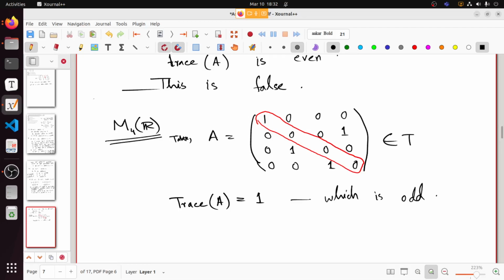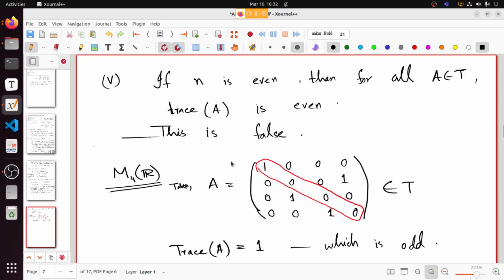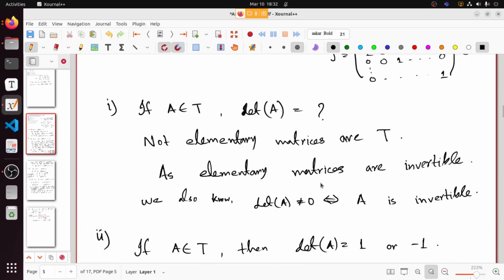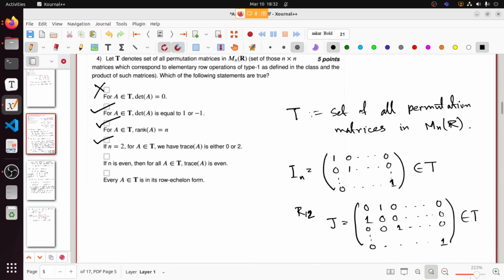So if n is even and A belongs to T, the trace of A may not be even. So option number 5 is false. Now let's check option number 6. What is it? Every A in T is in its row echelon form.